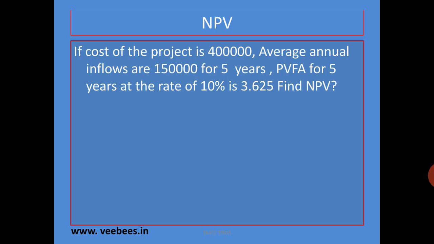Another example. If cost of the project is 4 lakhs, average annual inflows are 1,50,000 for 5 years. We are getting a uniform inflow and it is 1,50,000 for 5 years. PVFA for 5 years at the rate of 10% is 3.625.